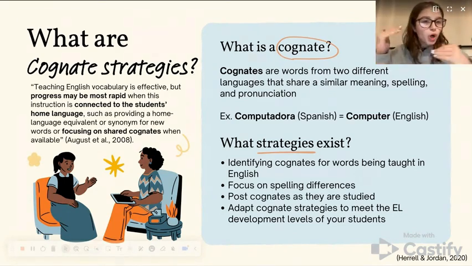You're also going to want to post your cognates in some way as they're studied. This can be through a vocab sheet, a digital list that they're able to access, or even a poster in your room, because this will help them so that they always have a running list of cognates, right? And then you're going to want to adapt your cognate strategies to meet the EL development levels of your students.